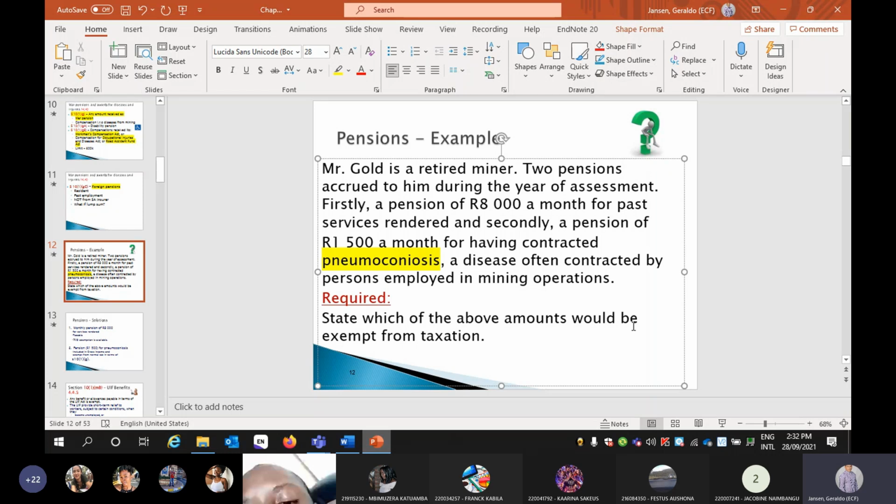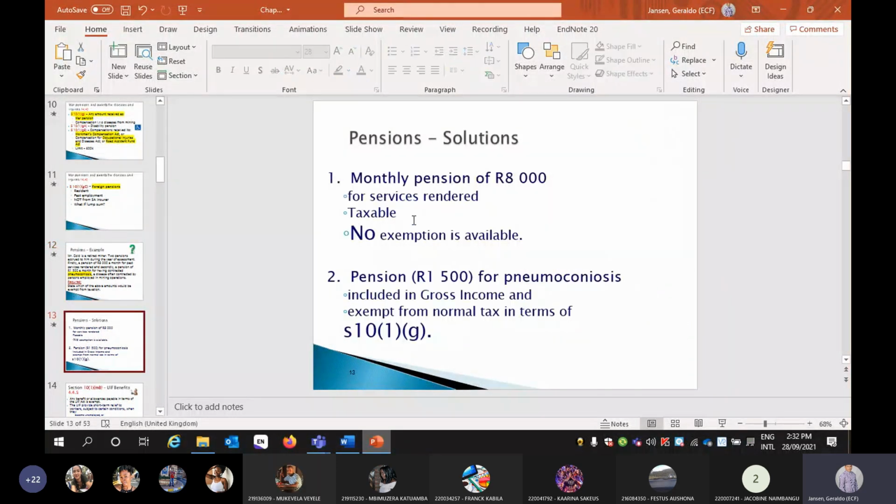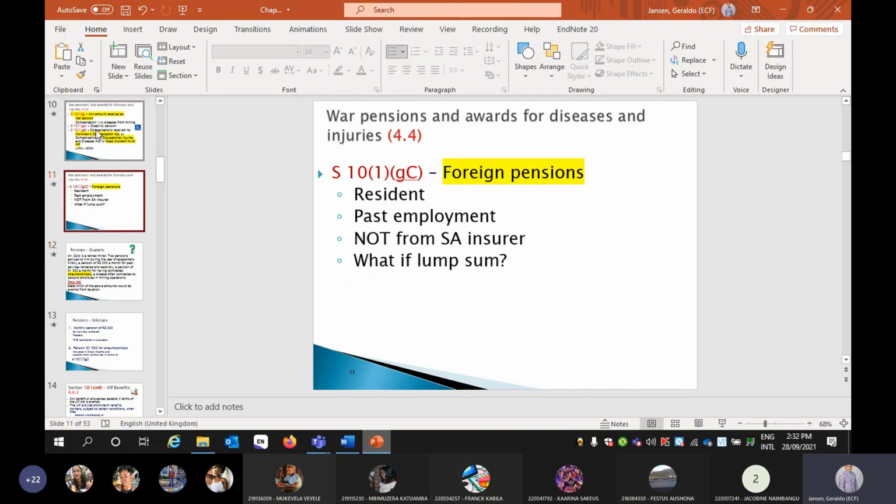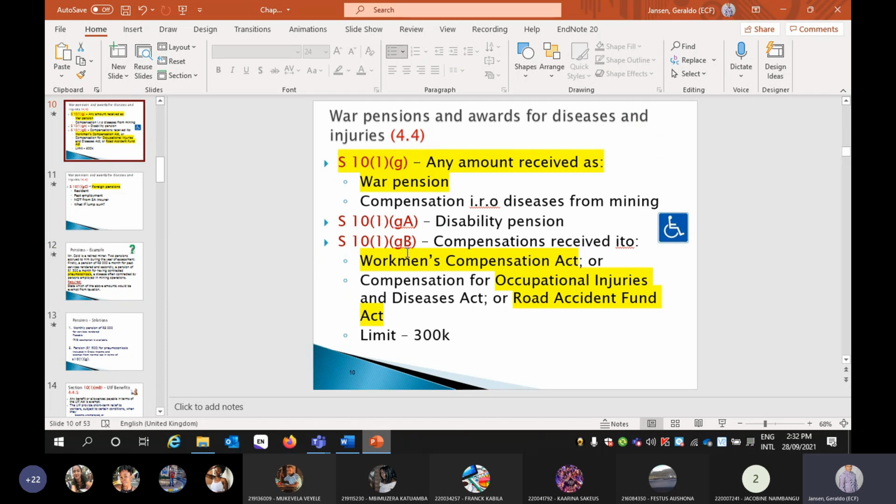Which of the above amounts would be exempt from taxation? Obviously, the 8,000 we cannot exempt, since it was for services rendered. The full amount will be taxable. No exemption is available. However, the pension for contracting the disease, yes, you include it in gross income, but you exempt the full amount in terms of section 10(1)(g), any amount received as compensation in respect of diseases from mining.